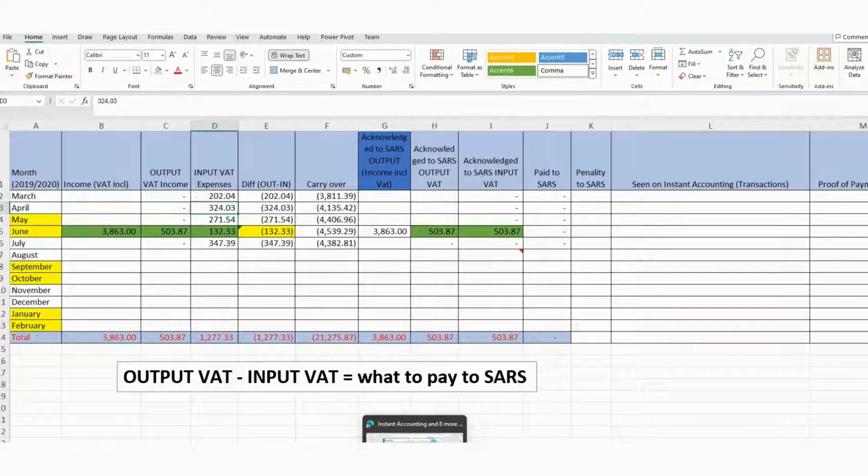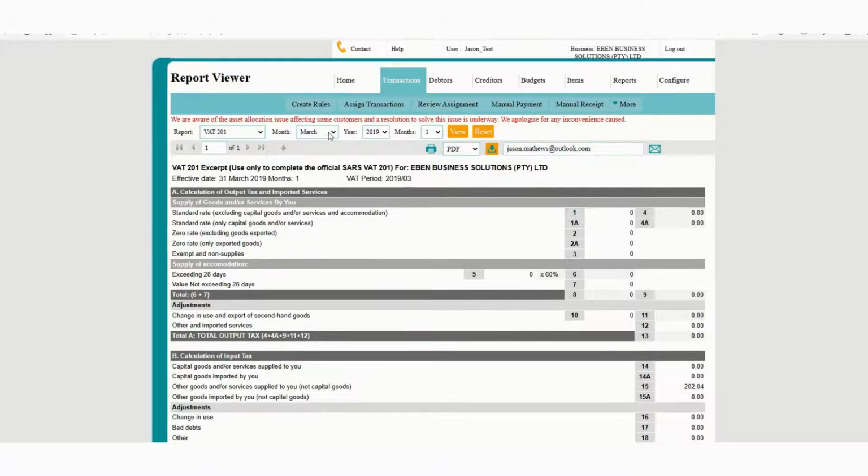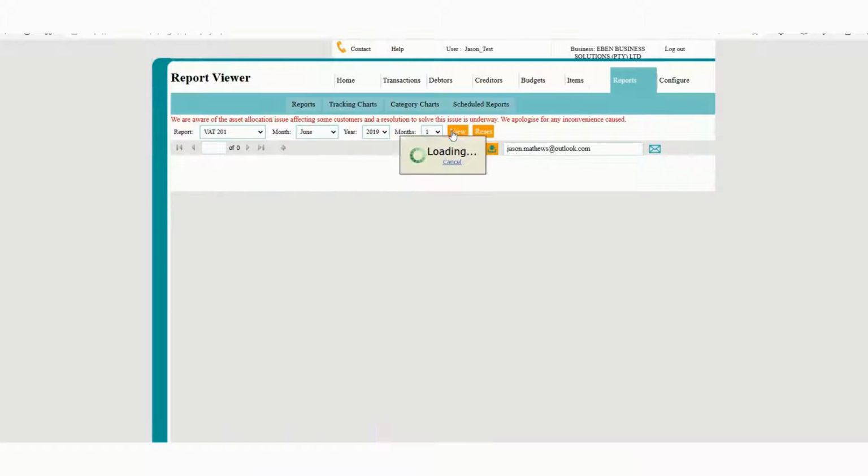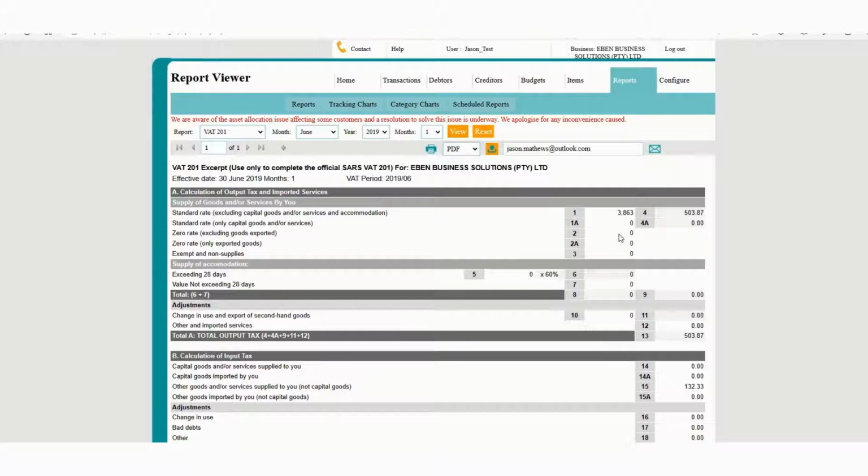So let's go and see in June what the VAT 201 report looks like. So it shows that I received an income of professional services. It's not capital goods. So I'm using line number 1, and the VAT amount, or the output VAT, is 503 Rand. So that's what I need to pay to SARS. And then for that particular month, there were services that I used, and the VAT input amount was 132.